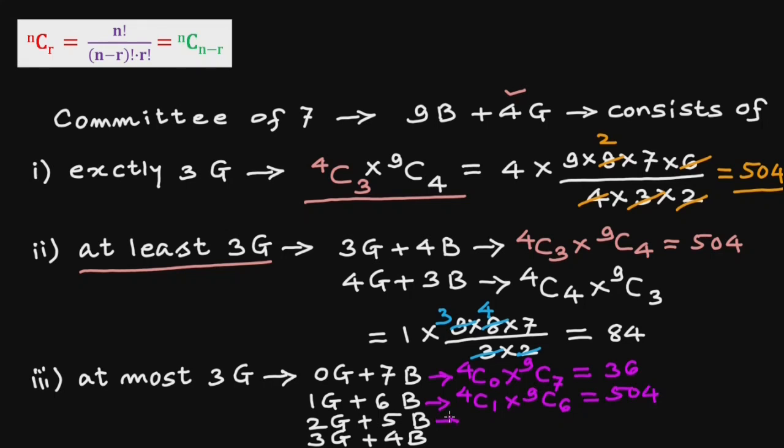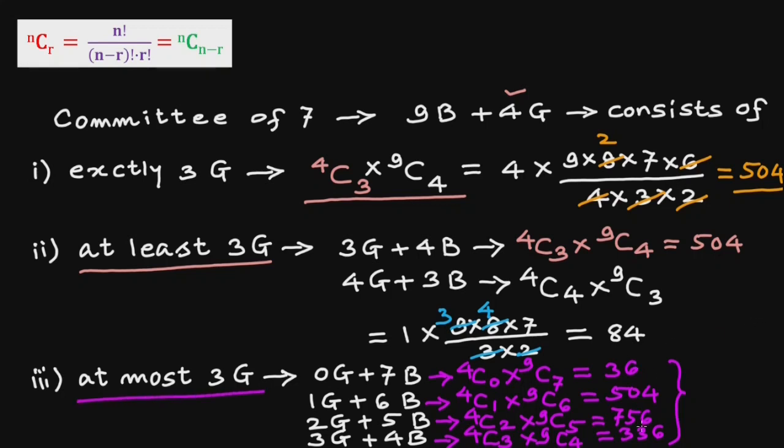In the third type of committee, 2 girls from 4 girls multiplied by 5 boys from 9 boys. This will be 756 committees. And the fourth type of committee will be 3 girls from 4 girls multiplied by 4 boys from 9 boys. That will work out to be 336 committees. So, the total number of committees following this condition, that there should be at most 3 girls in the committee, will be the addition of these 4 types of committees, 1632 committees. Here we are adding the number of committees because each type of committee can be formed independently.